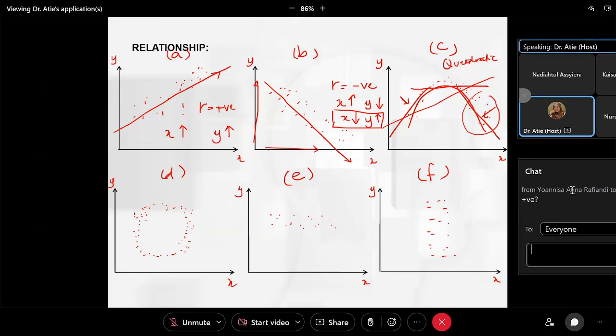But fortunately, this quadratic equation or quadratic relationship is not in your syllabus, right? So you are so lucky. This is not in our syllabus. So you can just know about it, but we are not going to study it further. Okay, how about D? What do you think?